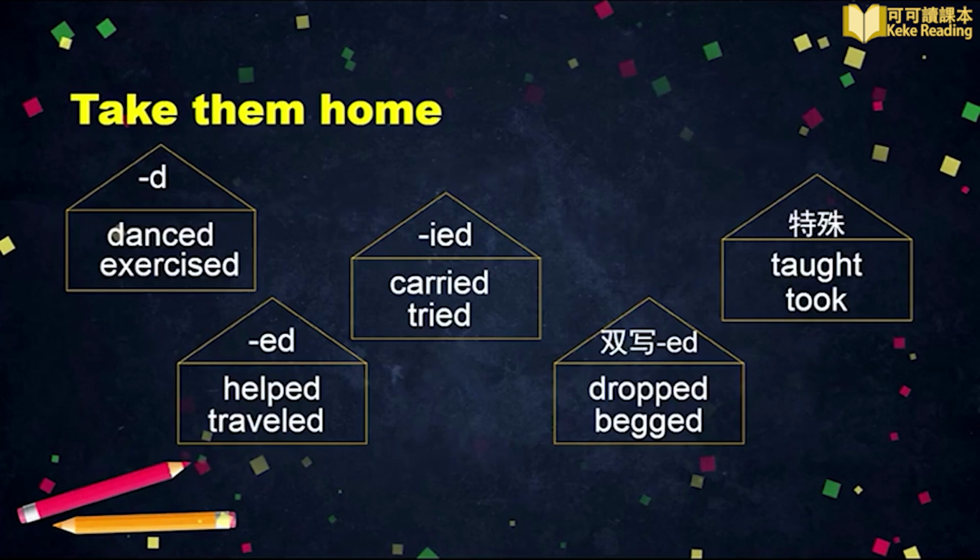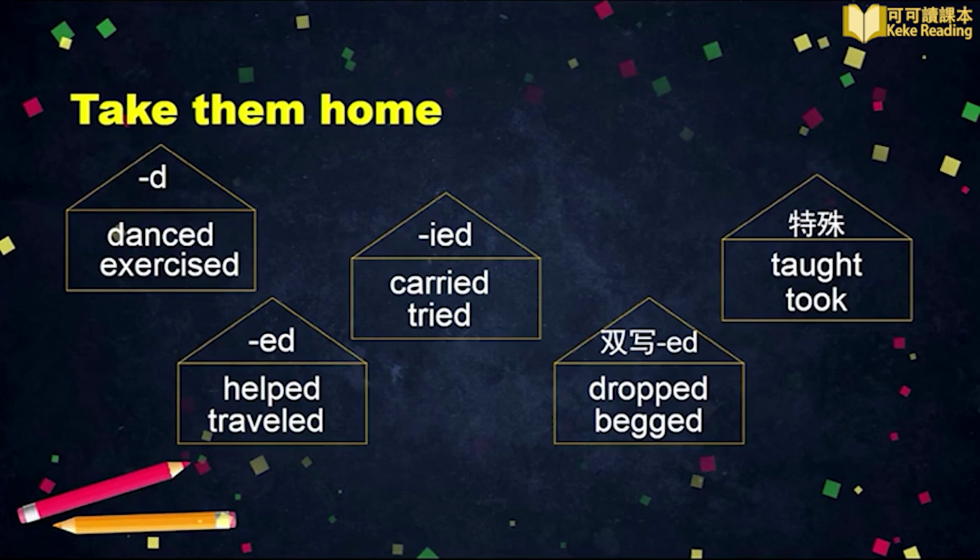Danced, exercised, 直接加字母 D. Helped, traveled, 在单词后加 ed. Carried, tried, 这两个单词的最后一个字母 y 都变成 I 再加 ed. Dropped, begged, 双写最后一个字母再加 ed。最后一类单词 taught, took，它们变化不属于以上任何一种，所以单独放在一起。Boys and girls, did you find out the rules?